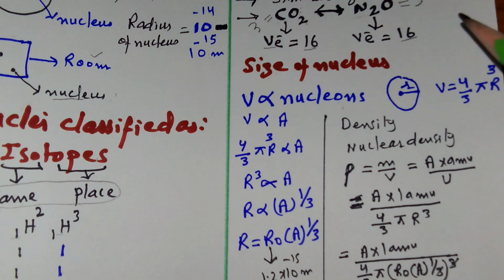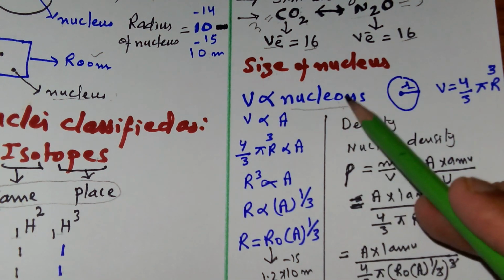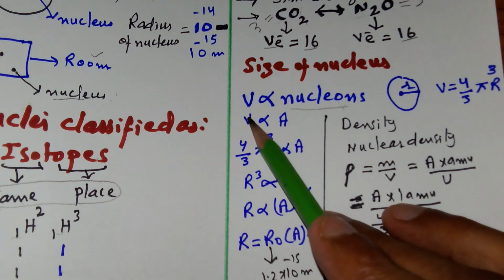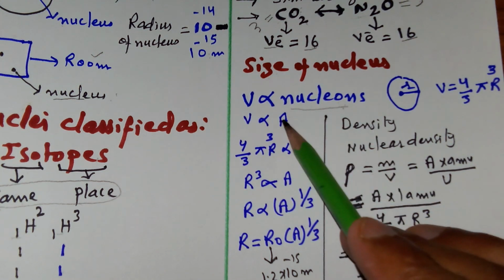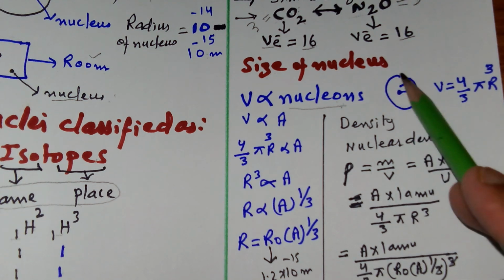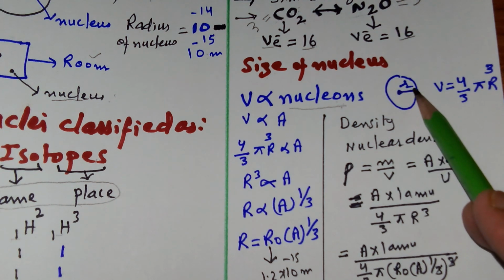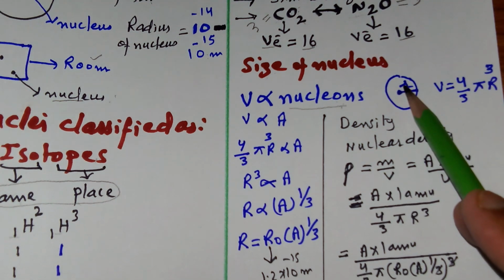So the volume of a nucleus is directly proportional to the number of protons and neutrons here. So this volume is directly proportional to A, where A is the mass number. For example, if we say that we have this spherical atom, and this is the nucleus, then from this central point to this point, this is the R. We call this the radius.